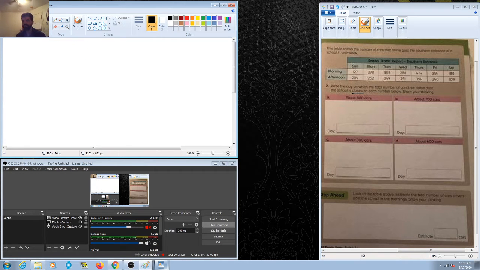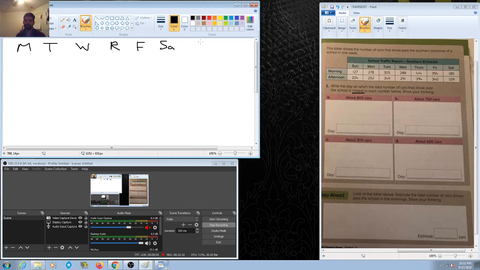So what I'll do here is make a little table. So Monday, Tuesday, Wednesday. I'm going to put R for Thursday, just to keep it different. Friday, and then I'll put SA for Saturday, and SU for Sunday. I know it's not in the exact order as the table, but I'll try to keep things nice and organized here. Alright, so for Monday it's 278 and 252.